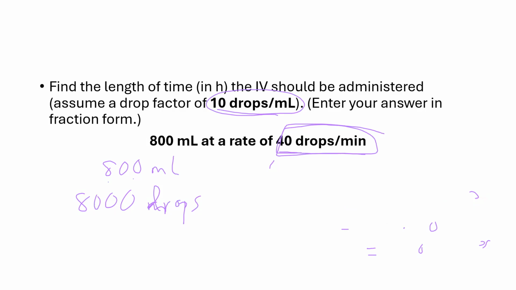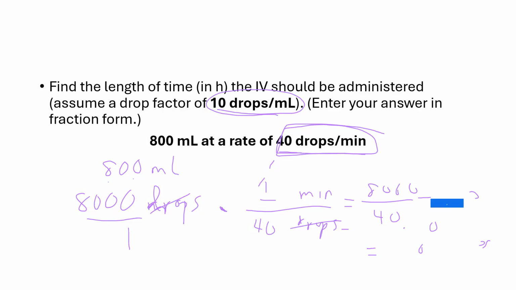Or in other words, if you decide to do dimensional analysis, you've got 8,000 drops, and you put drops at the bottom so that drops will cancel drops, and then you've got minutes. It's 40 drops per 1 minute. So this gives you 8,000 times 1 is 8,000, and 1 times 40 is 40. So this gives you 200 minutes. Wow, 200 minutes. So that is the time.